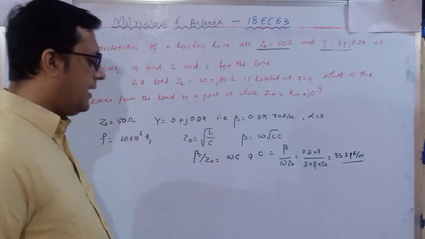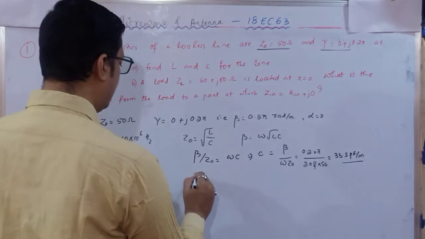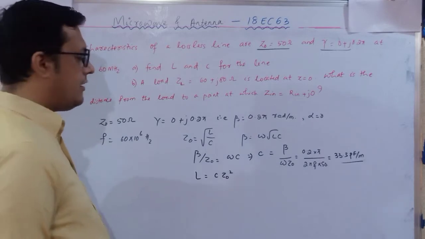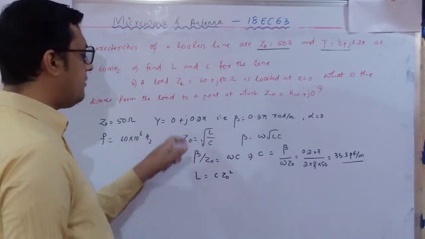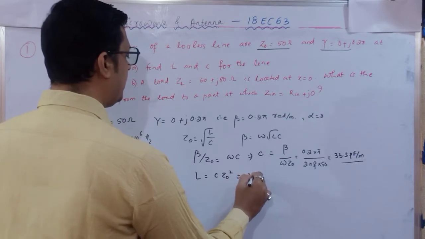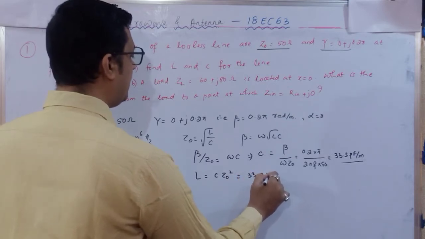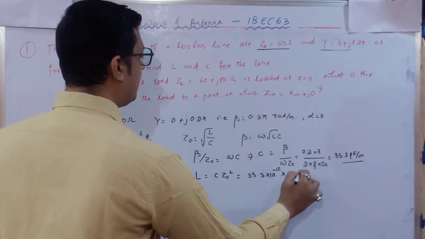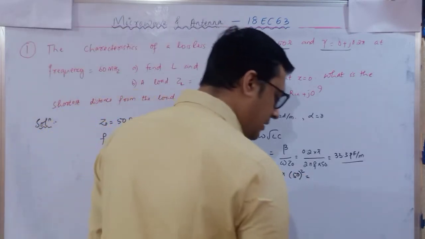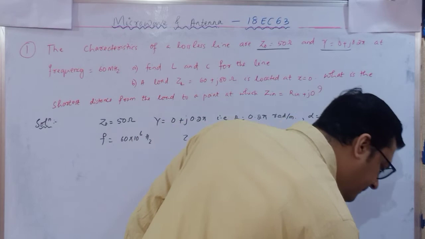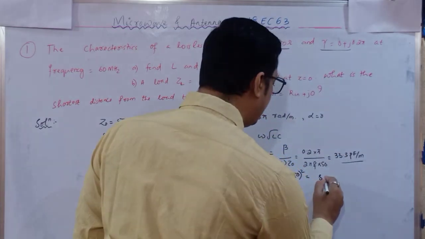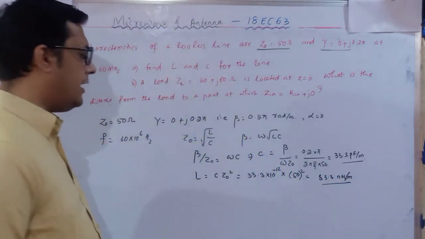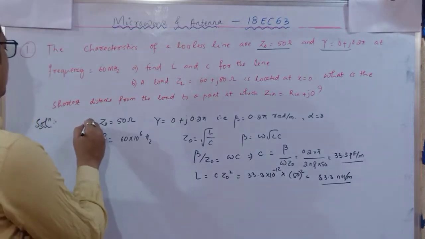Similarly, if you multiply these two, you will get L C equals, or from this relation also you can determine by taking the square. L is equal to C into Z0 square. So it is 33.3 into 10 to the power minus 12, and Z0 square is 50 whole square. If you solve this, your inductance value will become around 83.3 nanohenry per meter. So this is your L and this is your C. So the first part is over.